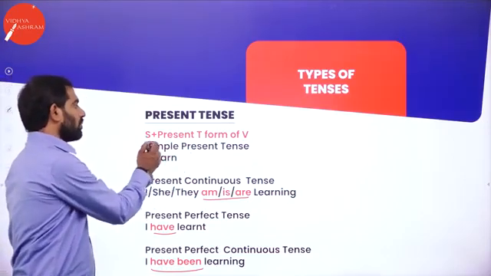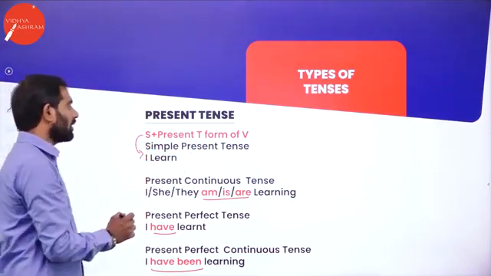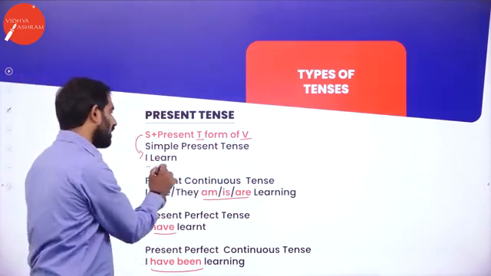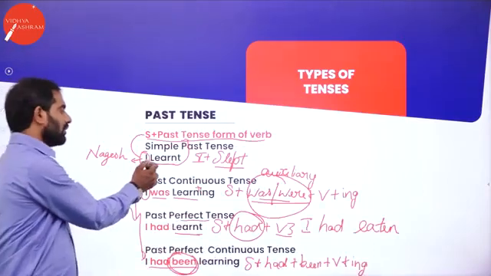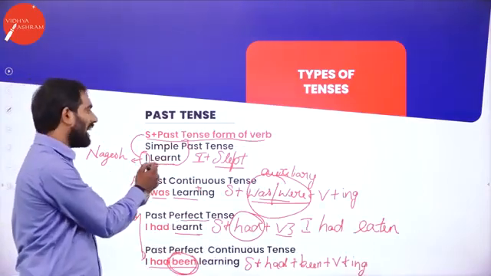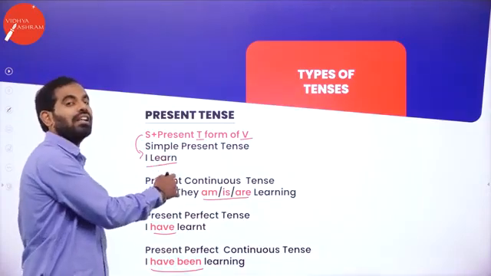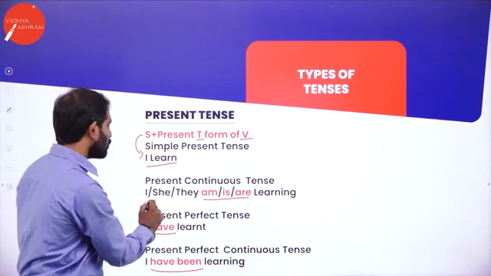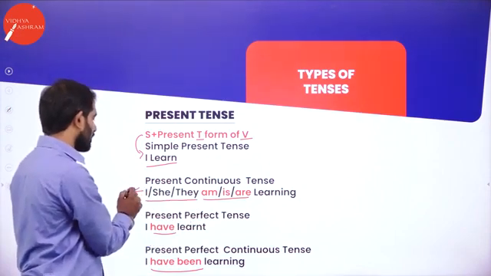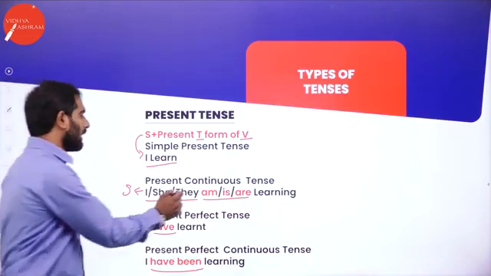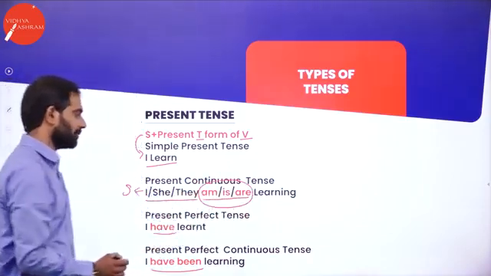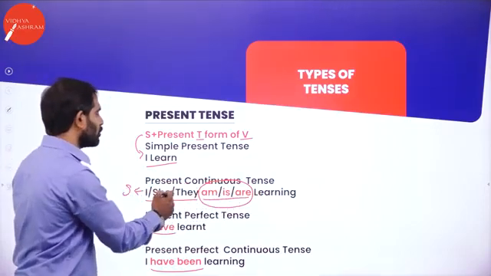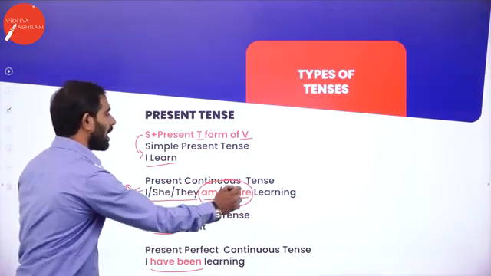Simple present tense, as I told you, is subject (S stands for subject) plus the present tense form of the verb. I learn. If you observe, simple past tense "I learned" becomes "I learn" in present tense. Now present continuous tense: I, she, they are subjects, and these are auxiliary verbs. While making sentences: I am learning, she is learning, they are learning.